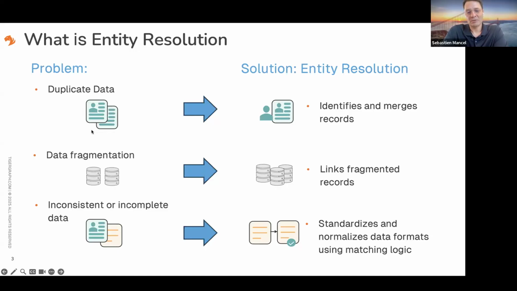And here's where entity resolution steps in. It matches and merges duplicates into a single trusted record. It links fragmented records across systems to provide a unified view of an entity. It handles inconsistency through data standardization, probabilistic matching techniques, and increasingly AI and machine learning models that improve accuracy over time. And ultimately, entity resolution transforms messy, disconnected records into accurate, actionable views of real-world entities.